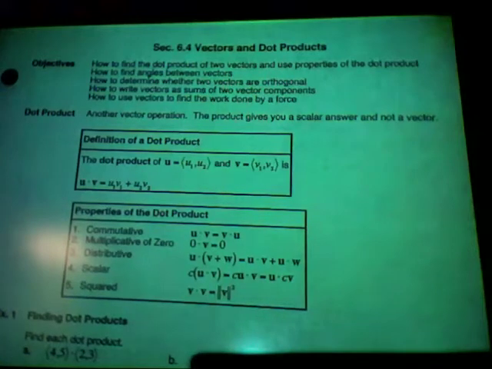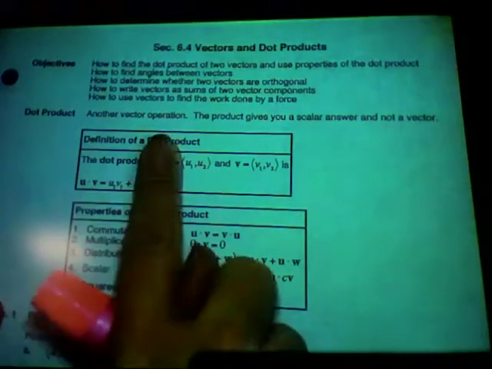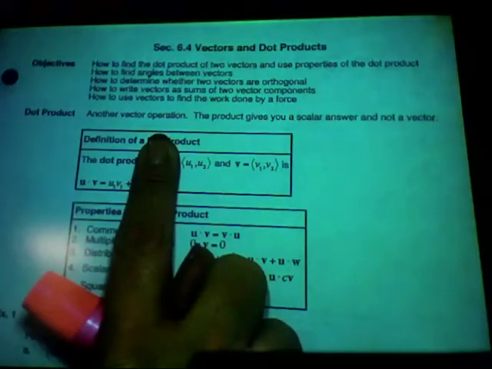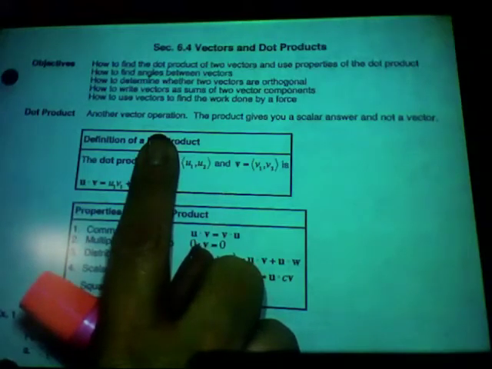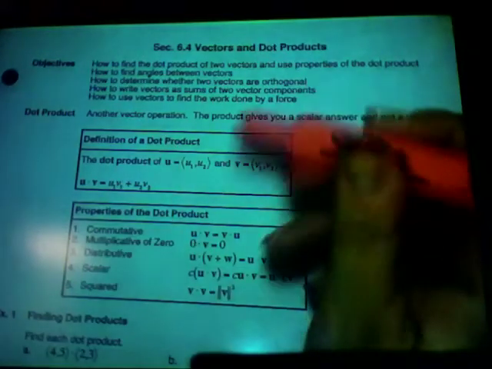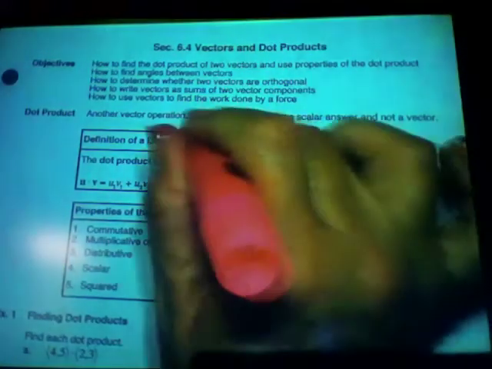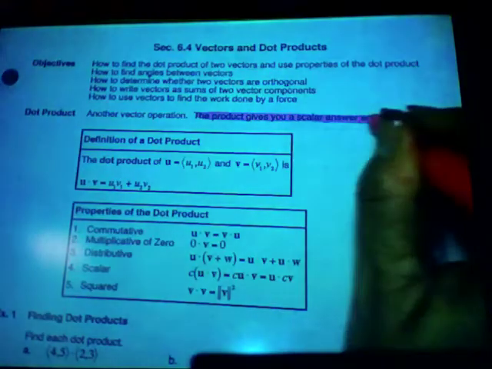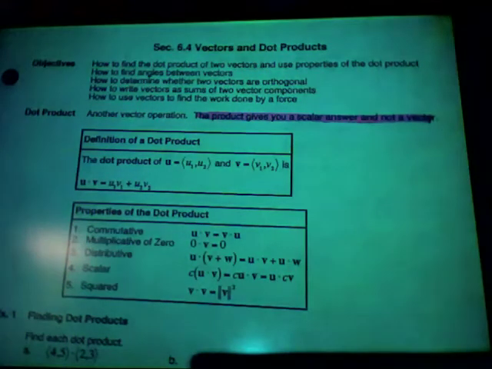All right, so today we're going to use something called the dot product. A dot product is just another tool with vectors. It's just another vector operation like adding vectors, subtracting vectors, using scalar multiplication. But adding, subtracting, or multiplying with a scalar all gave us another vector, right? When we get what's called a dot product, the dot product will give us a scalar answer and not a vector. And a scalar answer would be just like a number.